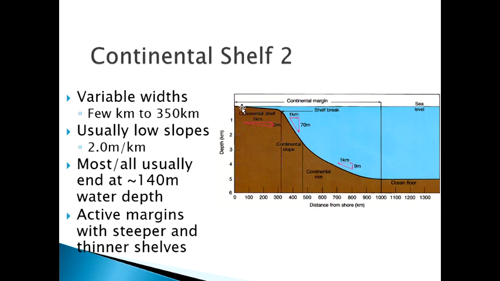A little bit more about the continental shelves. They can be very, very brief, or they can be huge, wide, many hundreds of kilometers or miles. The slope is rather low. If you go a kilometer of distance, you typically will drop only a couple meters. So it's really like a shelf, like a bookshelf. Most of these things end at about 140, 150, maybe up to 200 meters water depth. And we call that the shelf break. That's sort of the edge of the shelf. Edge of the bookshelf, fall off. Active margins, steeper and thinner.